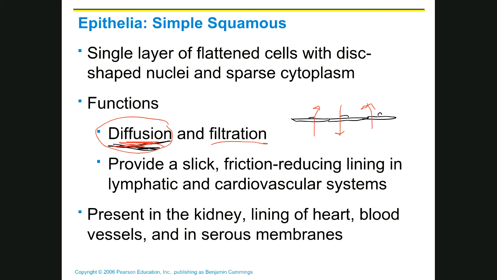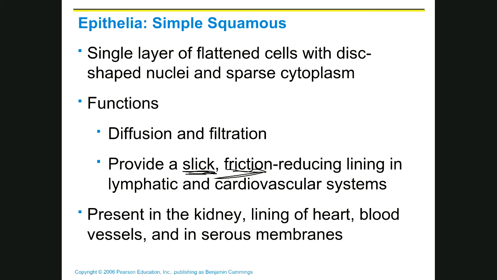And then, not only that, these cells provide a very slick surface, which reduces friction. And so things slide along here really easily. It just slides like a kid sliding down a slide. Some of the things that slide across it are things like blood. So blood cells just slide across it. And then here are the places where you find it.